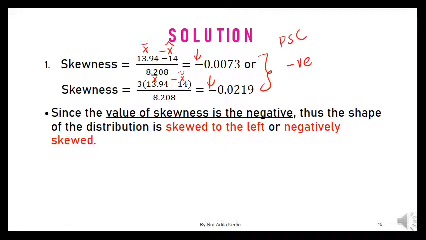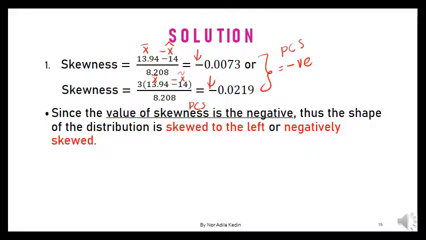Your PCS is negative. So, what does that mean? So, since the value of skewness, okay, the PCS is negative, the shape of distribution is skewed to the left or negatively skewed. Now, in the exam you don't need to do both. Just choose one and conclude.